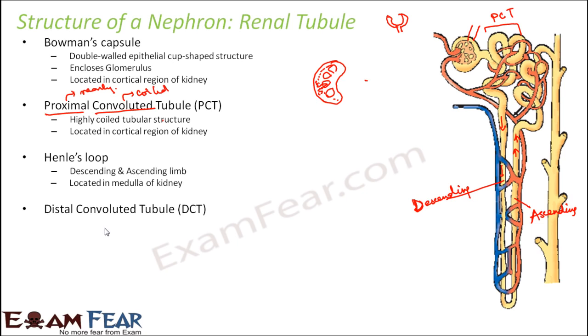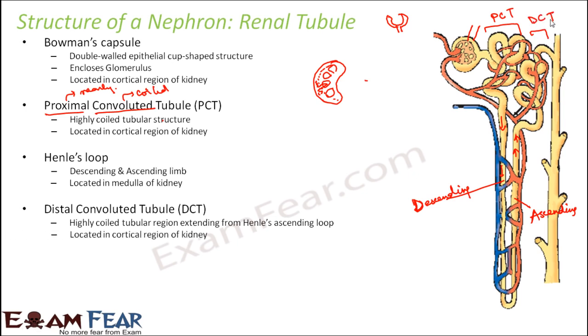Next, distal convoluted tubule. This is again a highly coiled structure. It extends from the Henle's ascending loop. So after Henle's ascending loop, this coiled structure is the distal convoluted tubule. It is located in the cortex region. Again, this is also cortex. And now the last one, that is the collecting duct. It is a straight tubular structure. You can just see a straight tube in which multiple DCTs open.